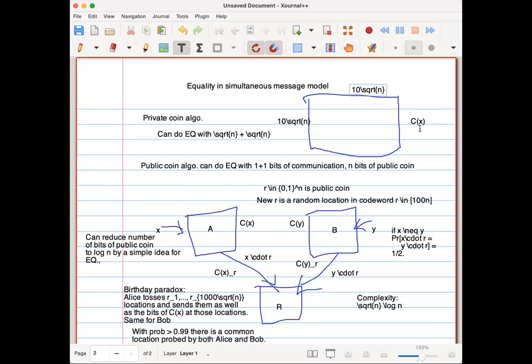But instead of thinking of the code word as one long string, I rearrange the long string into a matrix. So the string of length 100n has been rearranged in any fashion you want, let's say row major fashion, into a 10 square root of n times 10 square root of n matrix. So this is how it's rearranged. Now Bob also does the same thing. He computes his code word c_y, but rearranges it into a matrix like this.